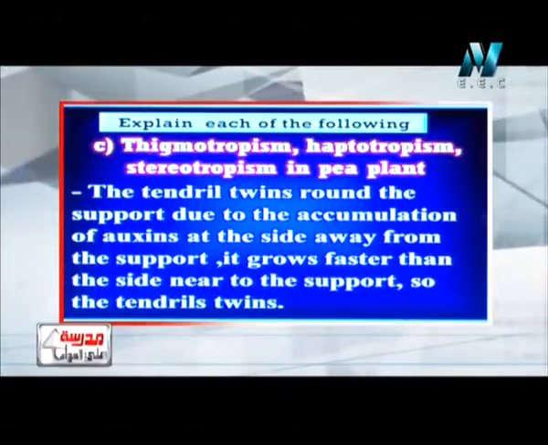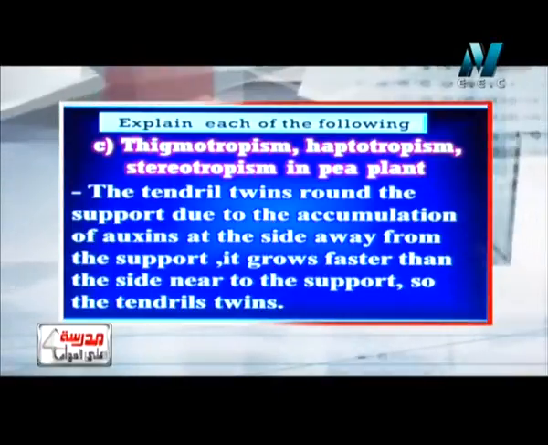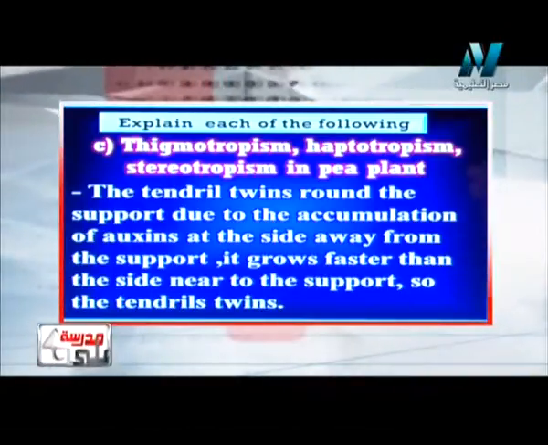Suppose that my hand is a tendril and the tendril approaches the support. The auxin moves from the side that approaches the support to the side that is away from the support. The side away from the support contains a high concentration of auxin, which accelerates the growth of the cells that are away from the support. So that allows the tendril to twine around the support. So the length of the tendril decreases, which pulls the plant to become beside the support, to grow vertically beside the support.